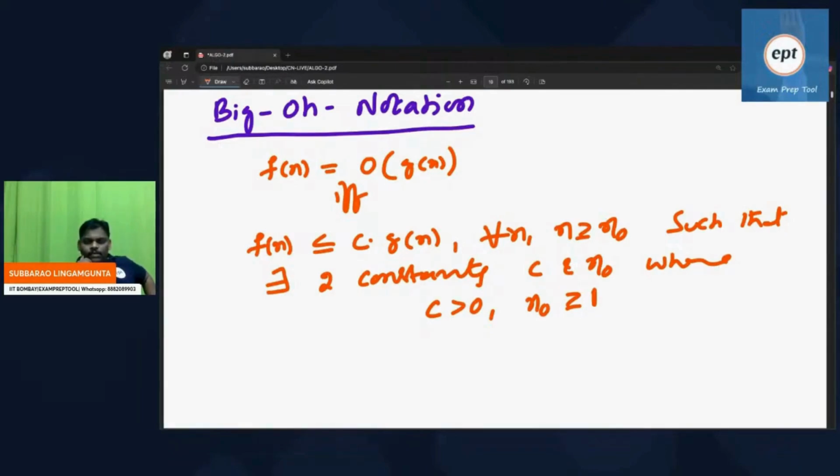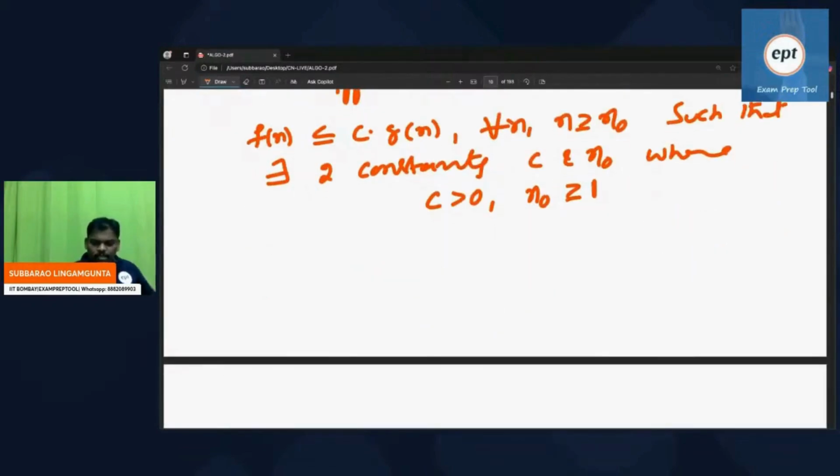Sunny, please let me know, do you have any doubt till now? I have just written the definition. When I take the examples, mostly you will be okay. Yeah, let's take the first example.